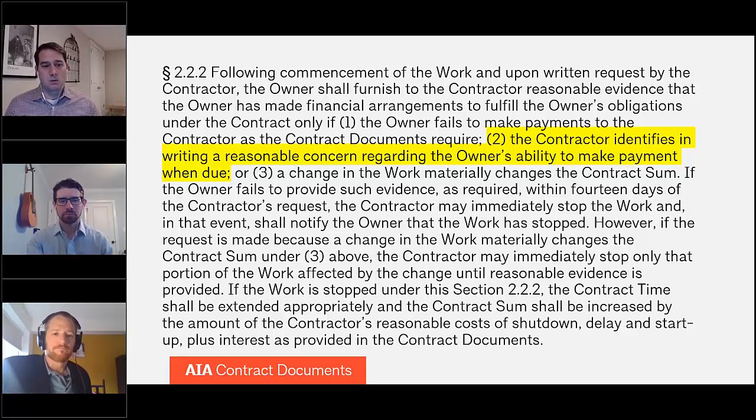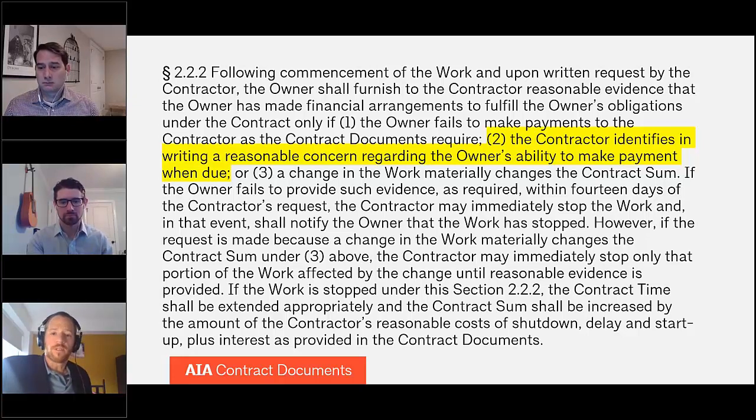So, I think we kind of talk about these as one section at a time, but if you think of them as a project flow, a contractor should be able to use that to their advantage. And I don't think owners should look at a request from a contractor for proof of financial arrangements before commencement of the work as a negative. It should just be good business practice on the contractor's part, and an owner shouldn't take it as a negative.